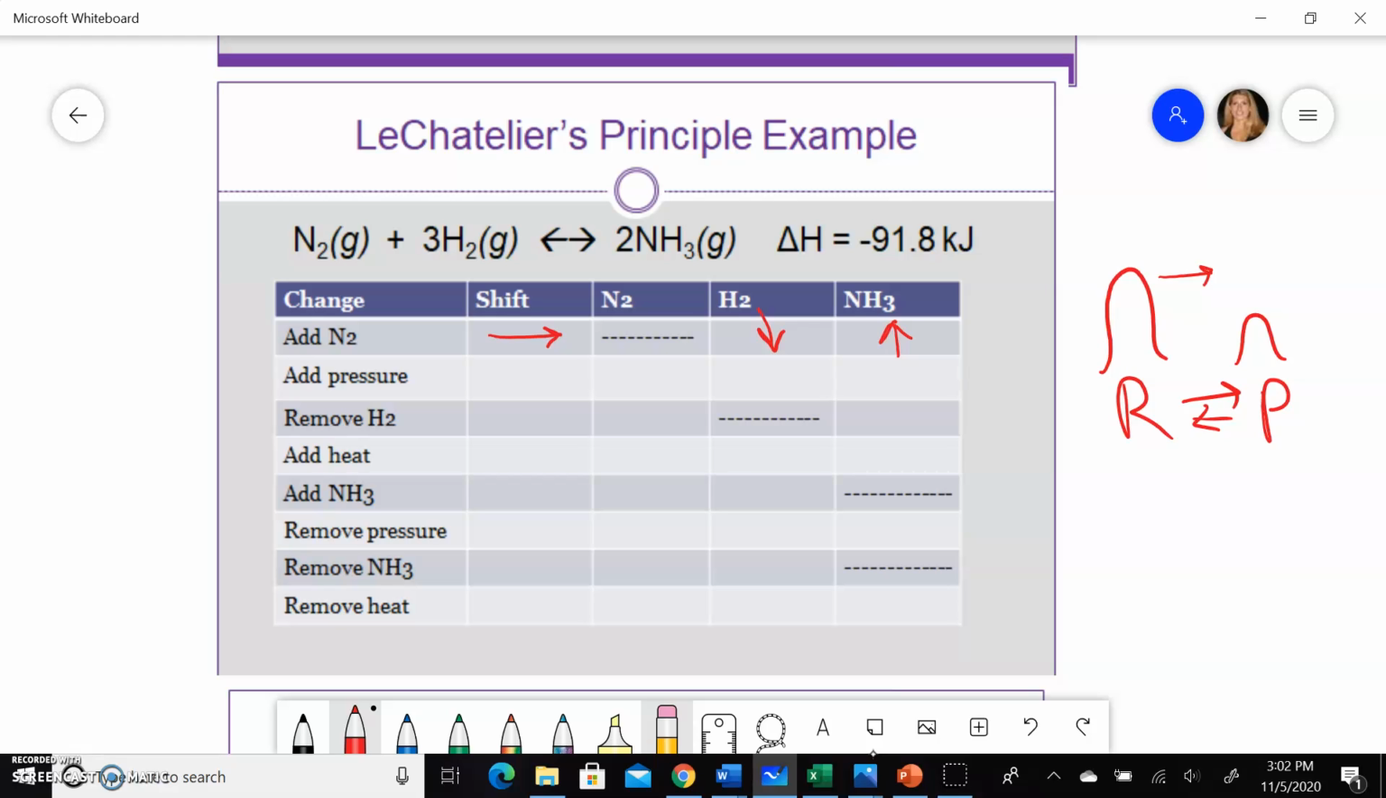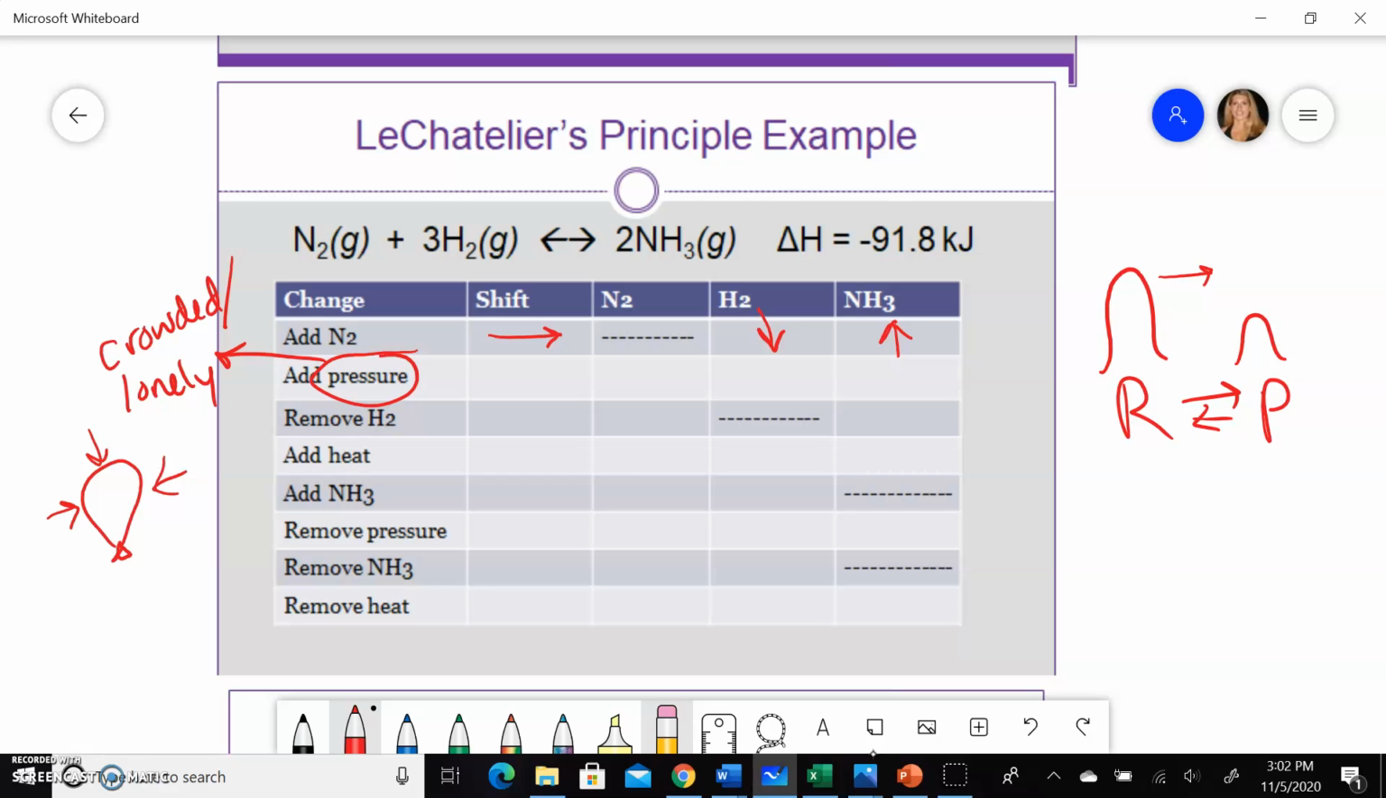All right, let's look at the next one. When you see pressure, you want to think crowded, lonely. That's what it's talking about here. That will clue you into what you're trying to do. So crowded or lonely. We are adding pressure. So picture your balloon. If you add pressure to that balloon, those particles are going to start to feel crowded. So you want to go to the side that has fewer moles.